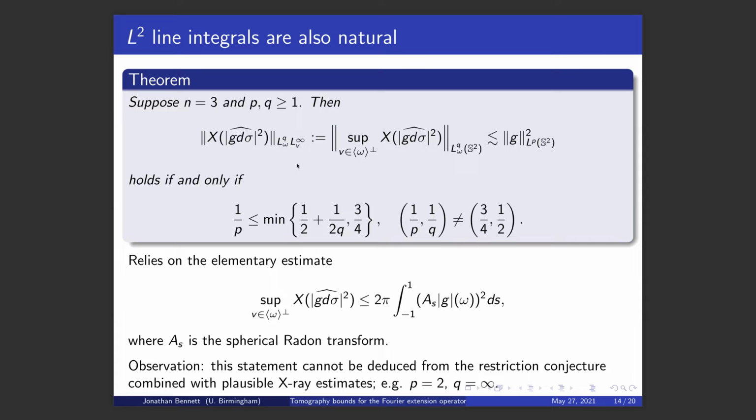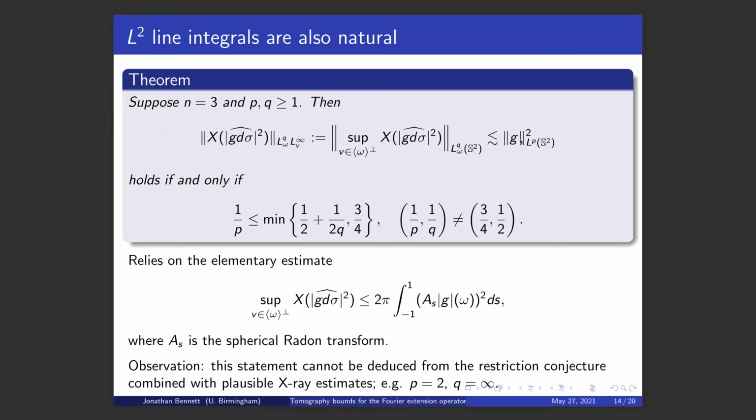So one example is Q equals infinity. Q equals infinity fits into this range. If Q is infinity, then the optimal P would be 2. So if I'm taking Q infinity, then I'm just taking the supremum of the X-ray transform of mod G d sigma hat squared. So I'm computing an L2 norm of G d sigma hat along a line, and I'm looking for a uniform bound on that, uniform in my choice of line. And it turns out there is a uniform bound, and it's simply bounded by the L2 norm squared of G.